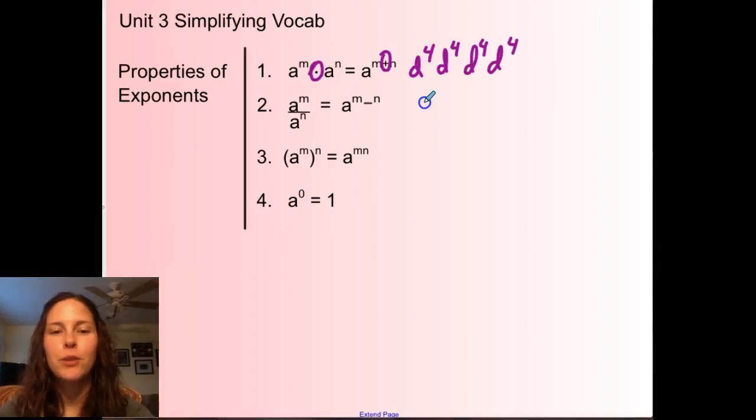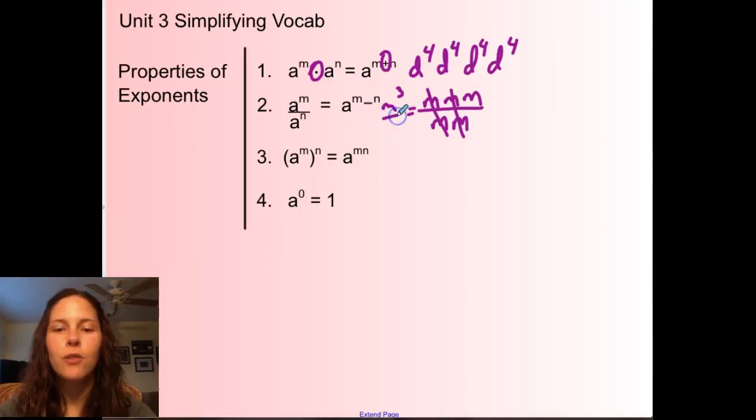We saw in example 2 that the variables canceled each other out when we had m times m times m divided by m times m. 2 of those m's canceled. It came from m cubed over m squared. We took the 3 minus the 2 if we had division of powers.